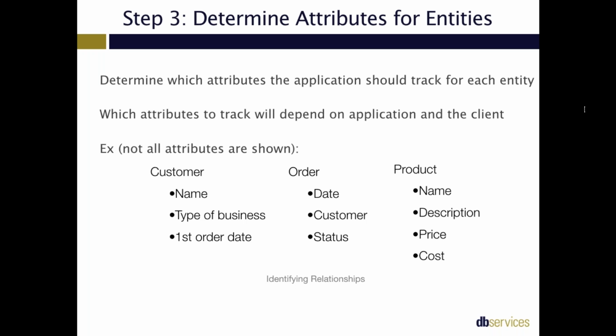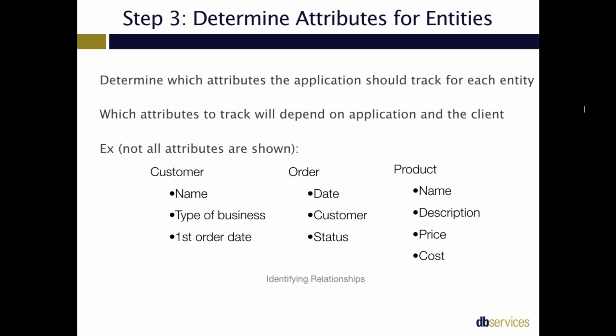Determining the attributes of entities. Now, I know that in that previous list, we had a few attributes, but those were not the extent of all of the attributes you're going to be tracking per entity. And so here's an example list, and this is definitely not all of the attributes you would track for each of these entities. But for customer, you're going to want to track their name, type of business. For an order, you want to track the customer, the status, et cetera, et cetera.